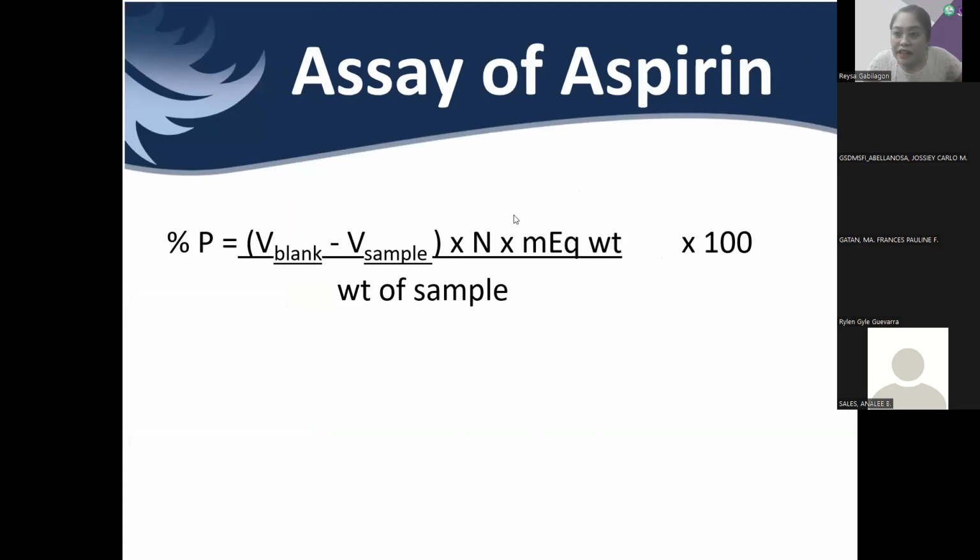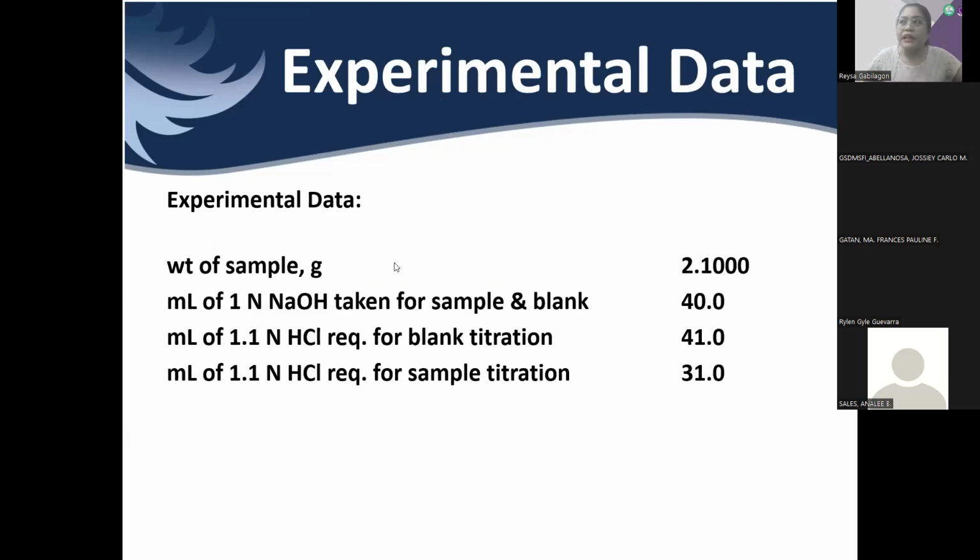When you say back titration, you're going to repeat all the procedures except that you are going to omit the sample. So you will be doing the whole procedure for the titration with your titrant, of course, but then again, there is no sample, meaning you can just titrate the solvent, and most of the time that is water. Water plus the indicator, and then you will have the titrant. So this is the example we had last meeting.